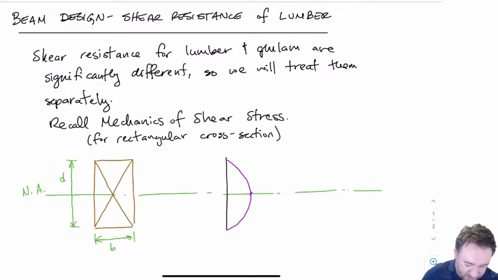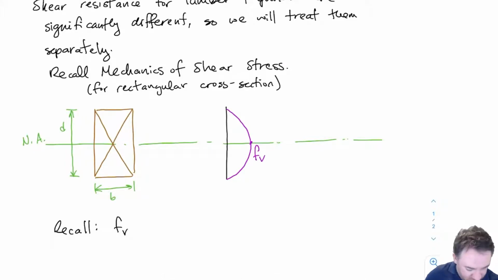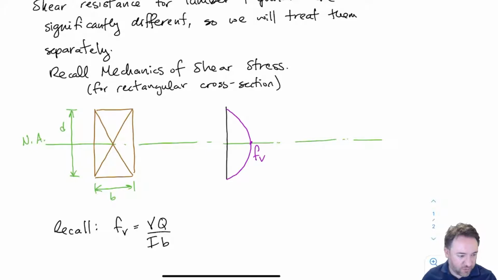And if I want to find out what this FV is, so if FV is my shear stress, then you'll recall the equation for FV from previous mechanics courses, which looks just like this. VQ divided by IB, where V is the shear force at that section, I is the second moment of area, or the moment of inertia, which we're usually pretty familiar with. B is the base, like the width of the cross-section, and Q is the first moment of area, which looks something like this.